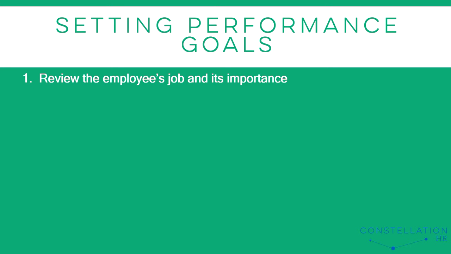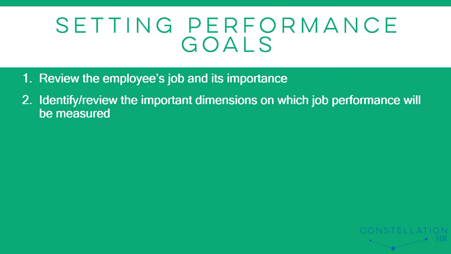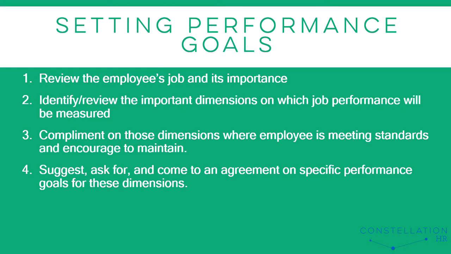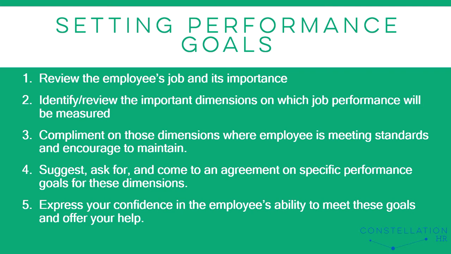When setting performance goals, first review the employee's job and its importance. Next, identify and review the important dimensions on which job performance will be measured. Compliment on those dimensions where the employee is meeting standards and encourage them to maintain. 4. Suggest, ask for, and come to an arrangement on specific performance goals for these dimensions. Next, express your confidence in the employee's ability to meet these goals and offer your help. And finally, monitor and review progress on a timely basis.